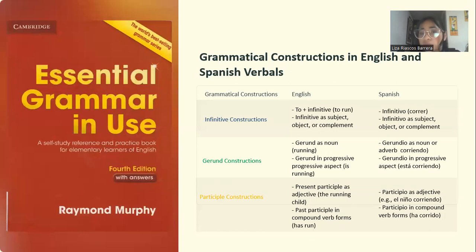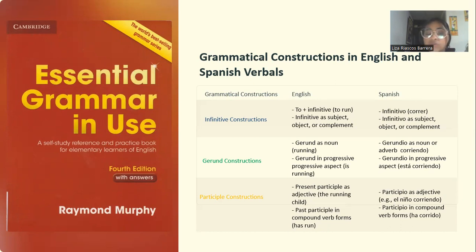The grammatical constructions in English and Spanish, for example, infinitive construction. In English, "to" plus infinitive, to run: infinitive as subject, object, or complement. In Spanish, infinitivo, correr: infinitivo as subject, object, or complement.